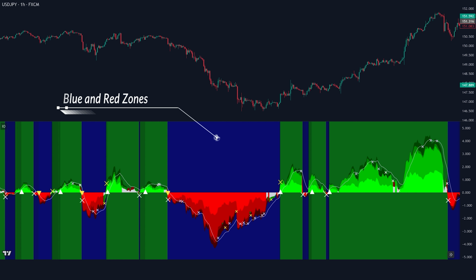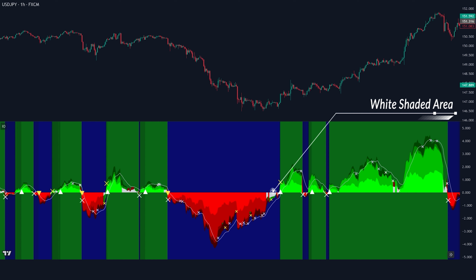Blue and red zones. Conversely, the blue and red zones indicate a downtrend in the market. When the chart is shaded blue or red, traders typically consider selling opportunities, looking to enter short positions. White shaded area. This region represents a support or resistance zone where the price tends to bounce off.